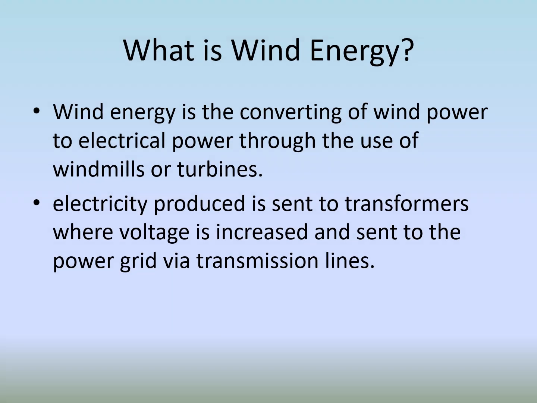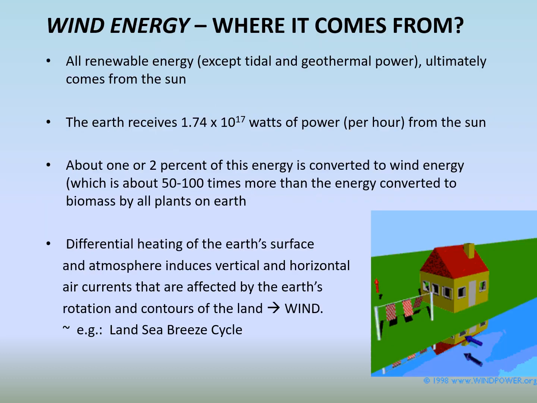What is wind energy? Wind energy is the converting of wind power to electrical power through the use of windmills or turbines. The electricity produced is sent to transformers where voltage is increased and sent to the power grid via transmission lines.